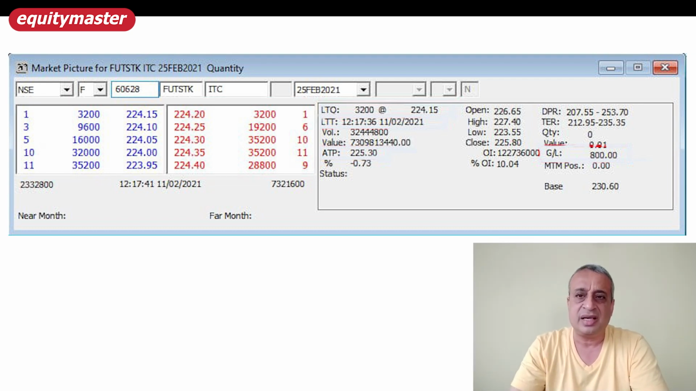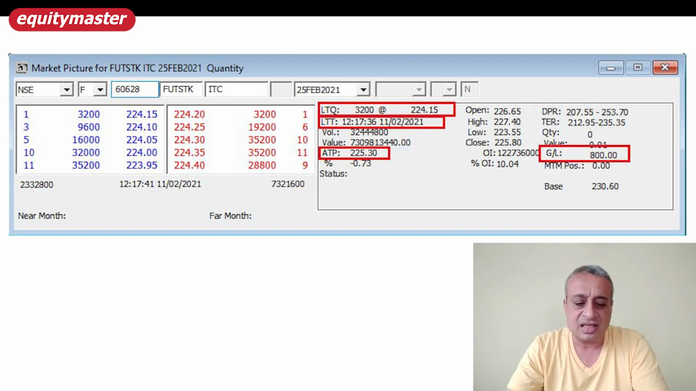Now you see on the left hand side are the top 5 buyers and sellers. On the right hand side you have the first thing called the LTQ. This is the last traded quantity. As you can see on your screen, the last traded price was 224.10 Naya Paise. This is ITC, and as you can see in the red marked spaces, I have the timestamp of 11th of February 2021. This is as recent as it can be, and you can see the timestamp also.